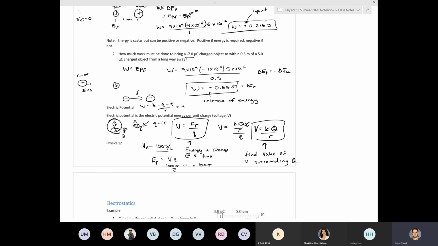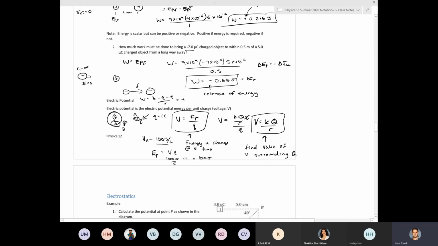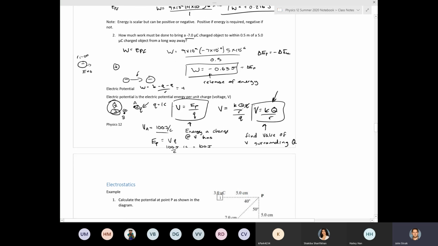I hope that makes sense. It's really confusing. It's all dependent on what Qs you're talking about, and it helps to define which one's which. So this one you're using the Q that creates the V, so it's creating the field. And then this q is the one that is entering the field that it's already created.